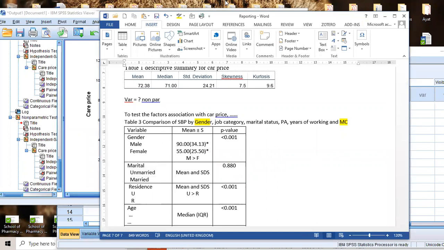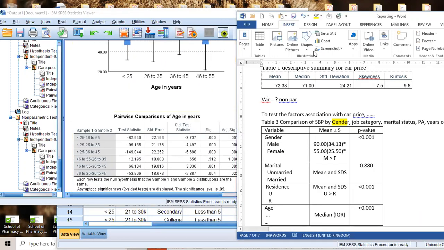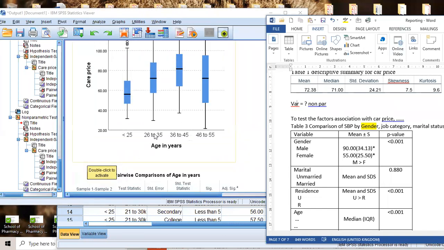Have they changed to four levels now? I can see there's a trend this way. After that it comes down. Let's see which pairs are different. Only this pair is no different, right? Which pair? The 40s. The lowest, 46 to 55, and 26 to 35. These two, right? So this is not different. All the rest are different. In this kind of situation, what do you do? What do you say? There's no difference between 26 to 35 and 46 to 55.